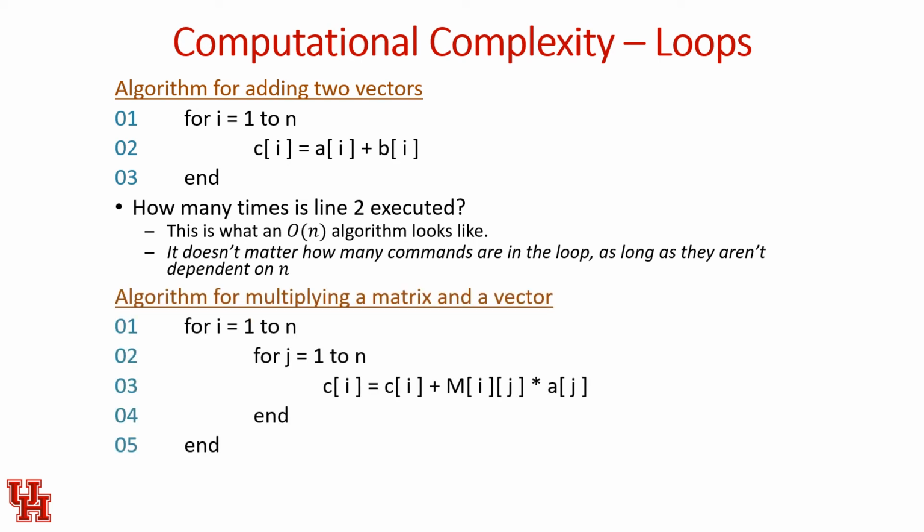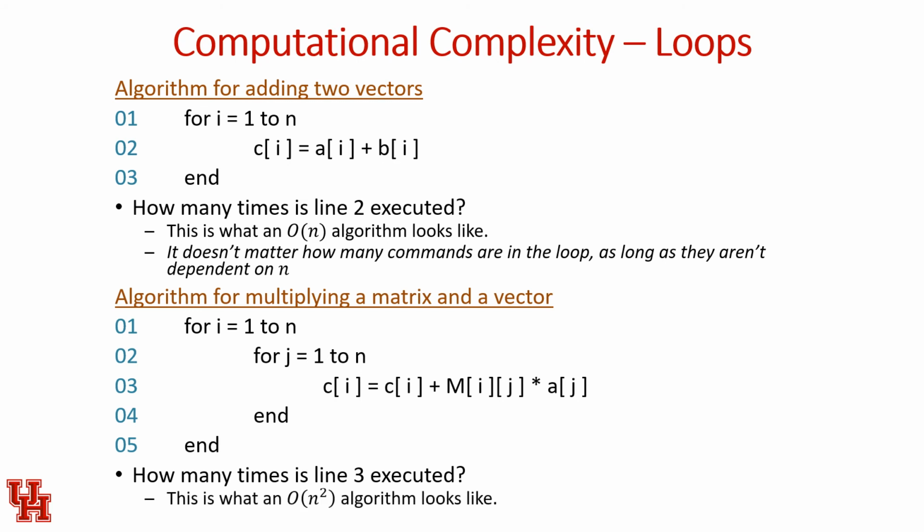Now, let's take a look at the algorithm for multiplying a matrix and a vector. The line doing all of the computation here is line 3. This is performing two floating point operations, but again, this doesn't really matter. The question is, how many times is this code executed? In this algorithm, there is a nested for loop, and both the inner and outer loops run n times. This is what an order n squared algorithm looks like. The number of lines of code within the nested loop doesn't matter. The key question is how often they're executed.